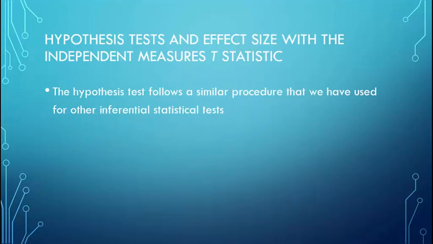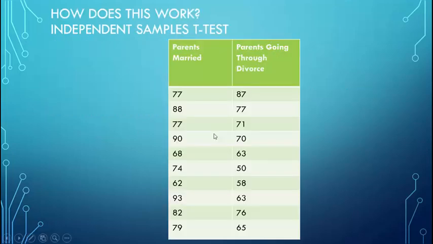So, our hypothesis test follows a similar procedure that we've used for the other tests that we've done. For this example, I'm going to look at two groups of children, one group whose parents are married and one group whose parents are going through divorce. And we've got 10 children whose parents are married and 10 children whose parents are going through divorce. Notice these would have to be two separate groups of people, right? We don't have the same children in each group. They're different children. And the scores here are scores on what we're going to call a physical health score, PHS.